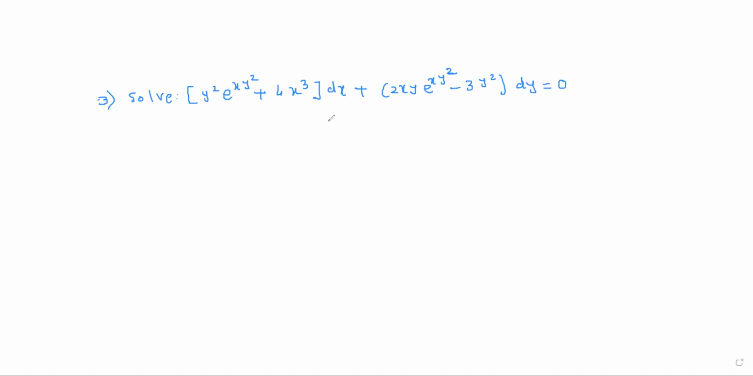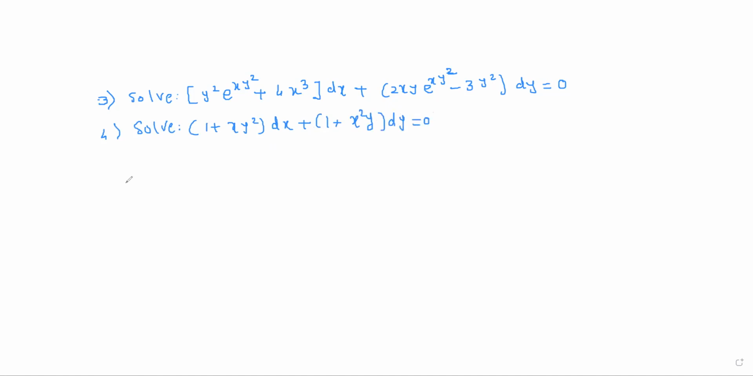Note down one more example. Solve 1 plus xy square dx plus 1 plus x square y dy is equal to 0.